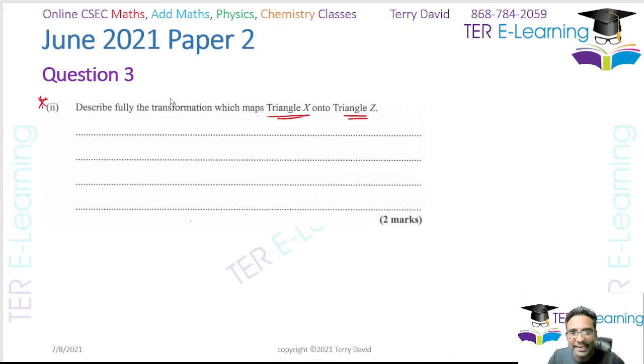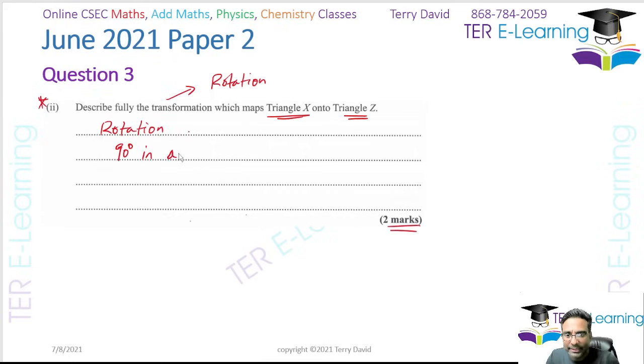Now, we already identified that the transformation has to be a rotation, right? So they say to describe it fully. They're given 2 marks here. Typically, they would give 3 marks for this. So it's a rotation, right? We need to say a rotation about what point? So we need several things here. It's a rotation, 90 degrees.